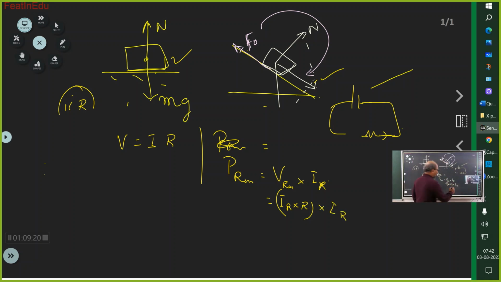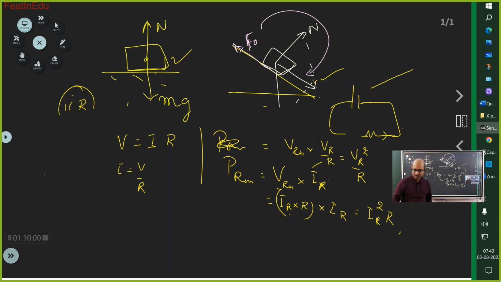So this becomes I square into R. Now here you see, I converted V as I into R. Now what I will do, I will write it like this. Here you see, V as it is, and I is V divided by R. I is equal to V by R. So it becomes V square by R. Okay, shall I proceed? Yes, sir.